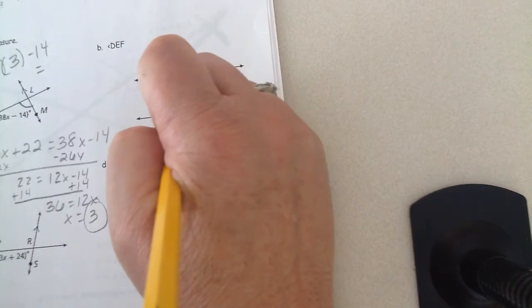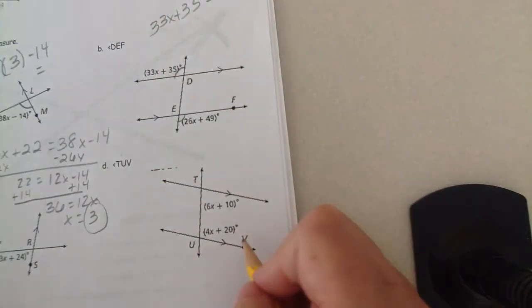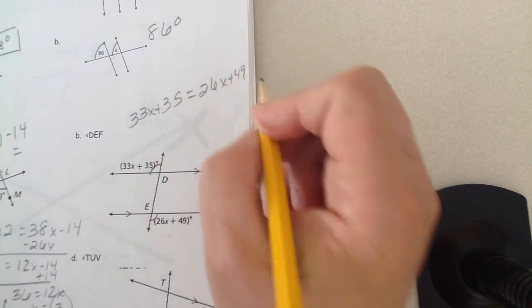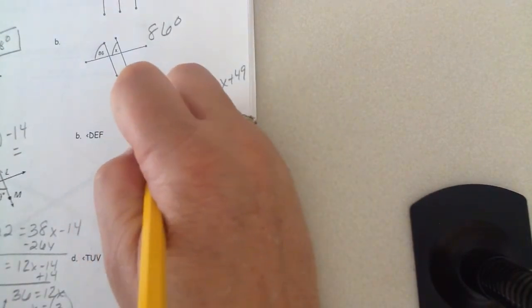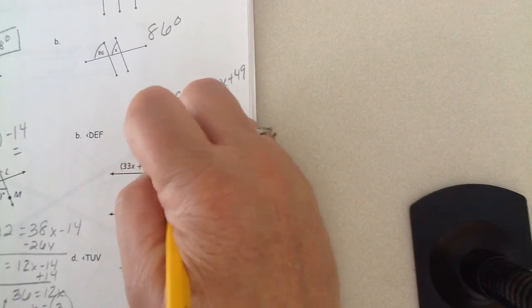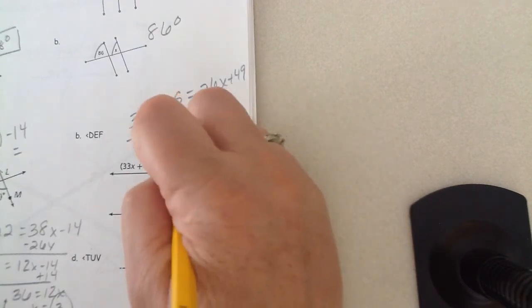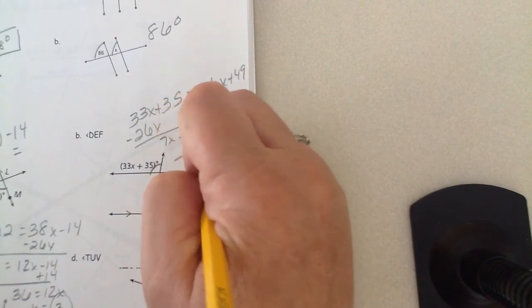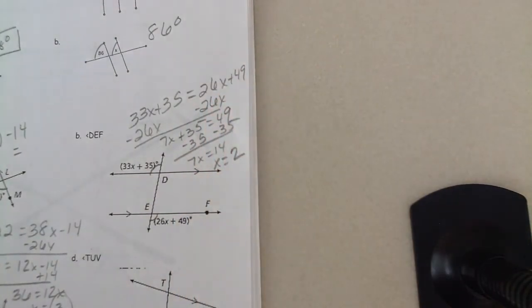B, those are alternate exterior angles, so those are congruent. 33x plus 35 equals 26x plus 49. Subtracting 26x from both sides, you will have 7x plus 35 equals 49. And when you subtract 35 from both sides, you have 7x equals 14 and x equals 2.